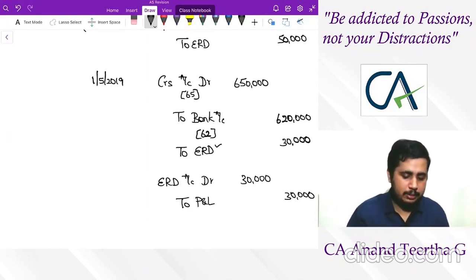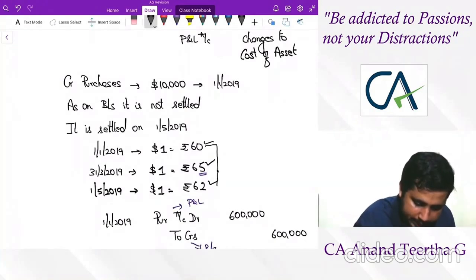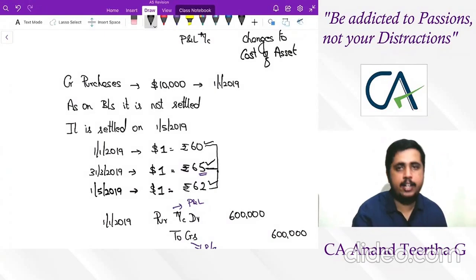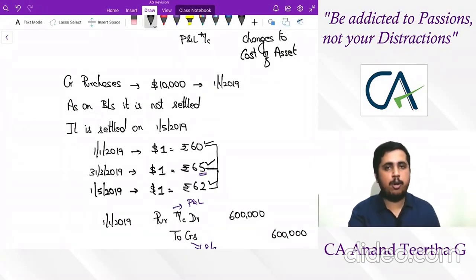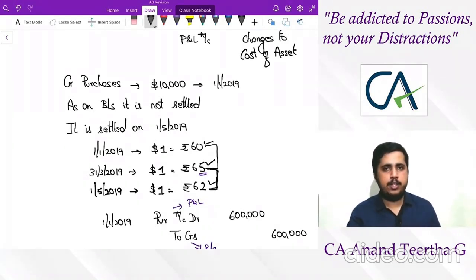The major problem students will create in the exam is that they will try to directly compare 60 and 62. That shouldn't happen. Because if the settlement is happening in the next year, then in between, if it's a monetary item, there is a balance sheet date. You will restate it if it's a monetary item. So the comparison for the next year is between 65 and 62, and not 60 and 62. So the comparison is 60 and 65, then 65 and 62. That is one careful point which you have to remember. This is how you have to deal with exchange rate differences.